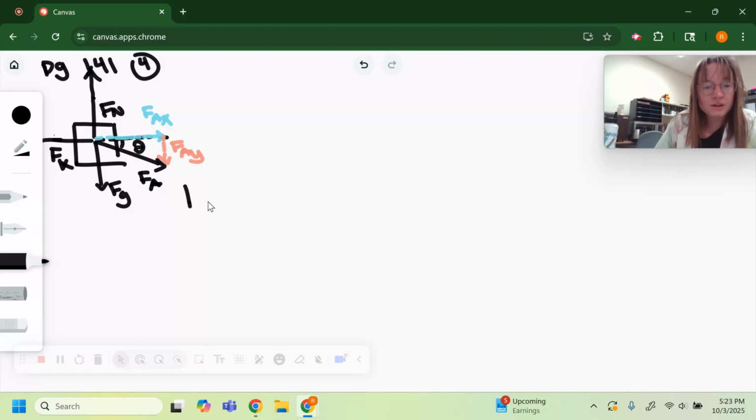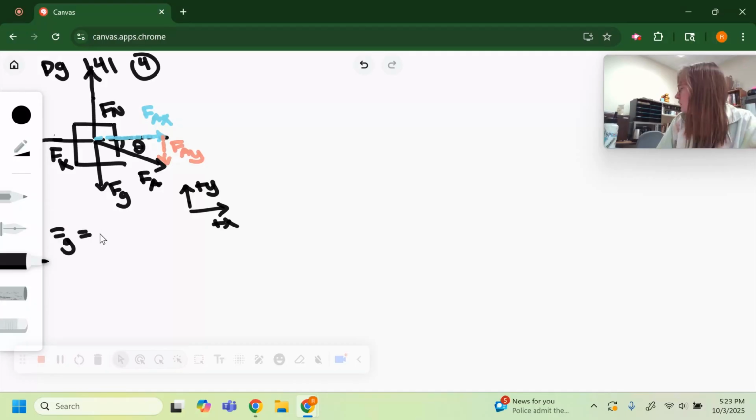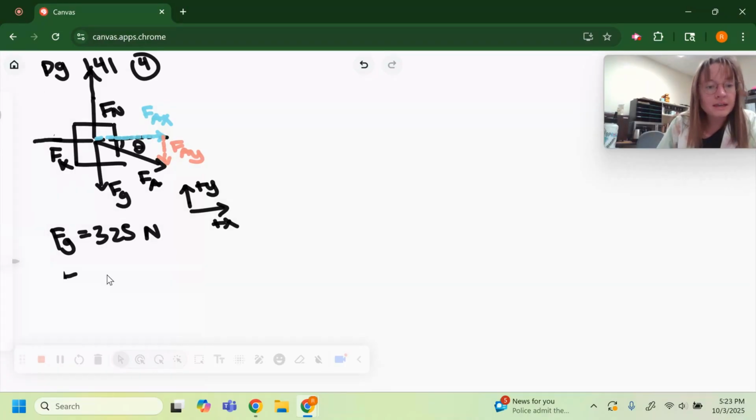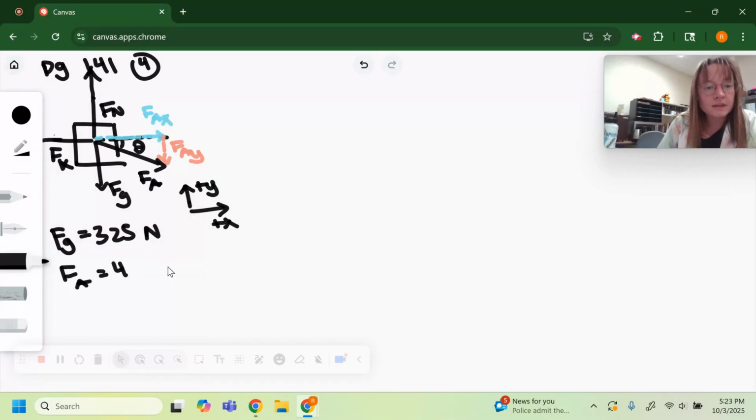Then I would draw positive Y and positive X and identify those. Then I'd write down all of my knowns and unknowns. My knowns and unknowns here: FG is equal to 325 newtons. Then we have FA is equal to 425 newtons. We also know the mass of the box is 35.0 kilograms.